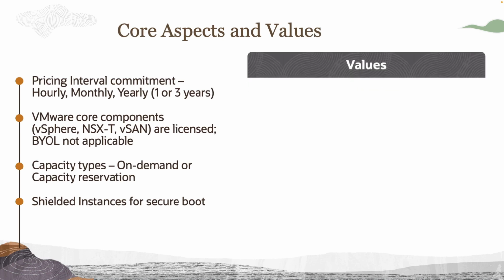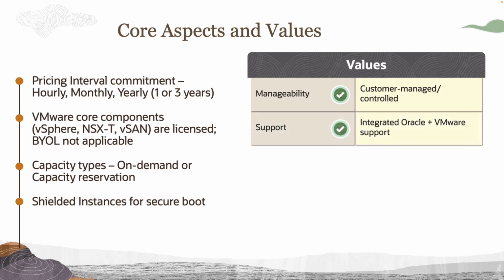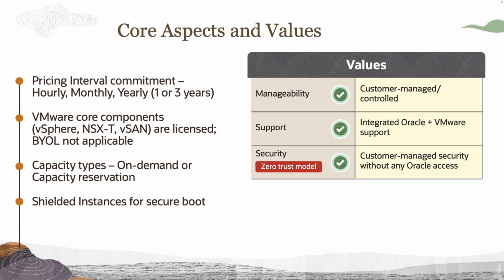These are some of the core values with OCVS. OCVS is a customer managed service. That means Oracle does not hold the root administrative access, and it is completely owned and controlled by the customer. There is an integrated support. There are different tier levels where you can get support from both Oracle and VMware. OCVS offers a zero trust model security. That means a customer can manage their security boundaries without giving any access to Oracle.